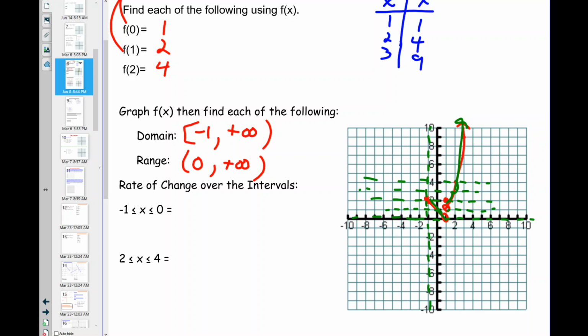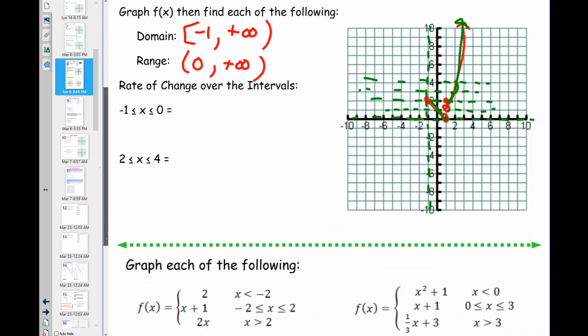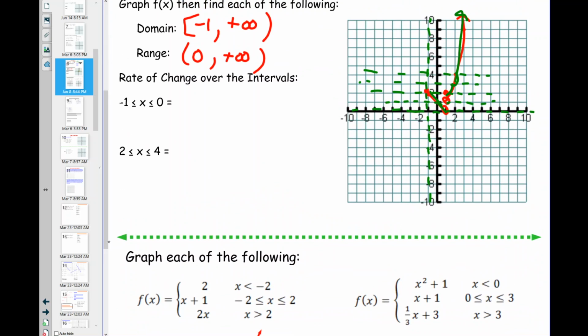Infinities always take parentheses. Then towards the end of yesterday's lesson, we got into rate of change. What's another word for rate of change? Slope. In order to find slope, I need 2 points, and the 2 points are always going to be the endpoints.